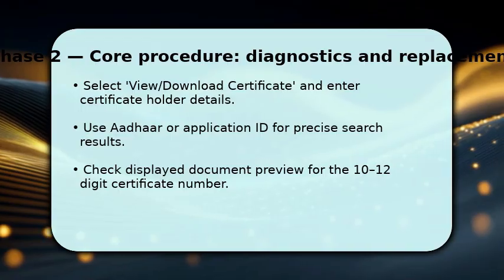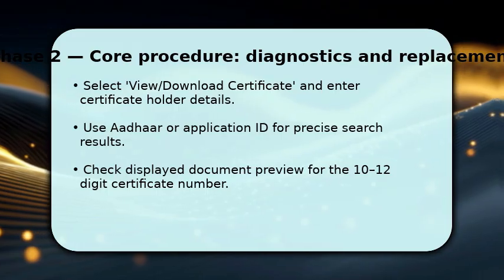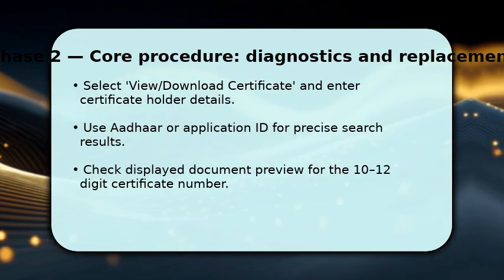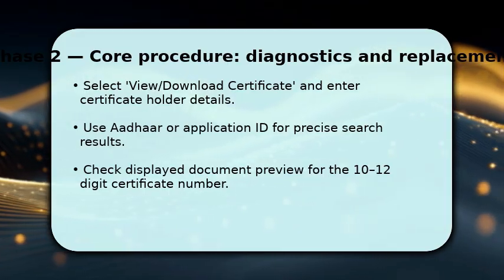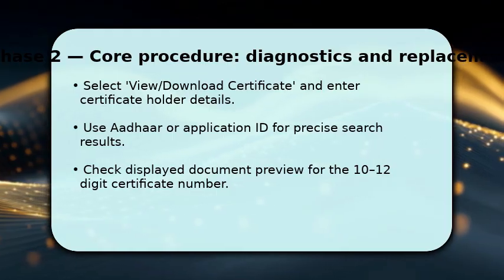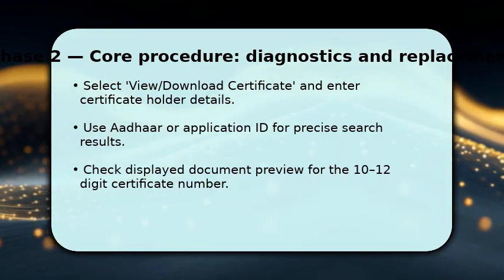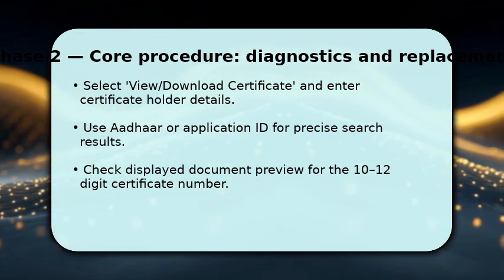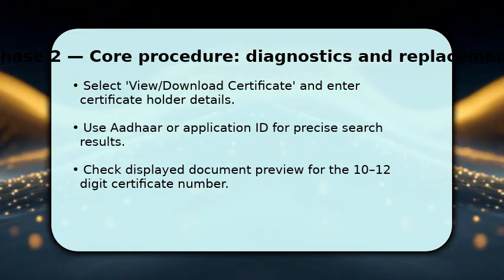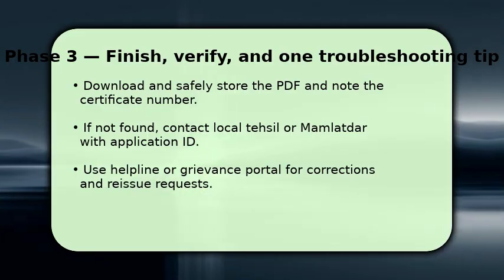Once you've accessed the caste certificate section, enter the certificate holder's name and either Aadhaar or the application ID to narrow results. If multiple records appear, compare birth date or father's name to pick the right entry. After selecting the record, click View or Download to load the PDF. The caste certificate number usually appears near the header or top right. If you're unsure, open the PDF in a reader and use Ctrl+F for terms like Certificate No to locate it fast. After you find the certificate number, download the PDF, save a secure copy, and note the number for future use. Make sure the name and details match official records.